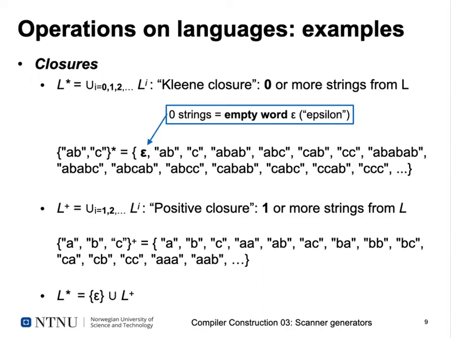And of course, we have a simple equivalence. So if we have L plus and we add just the epsilon as a set element here, so we combine the set consisting just of the empty word and the set generated by L plus, we end up defining our Kleene closure L star.